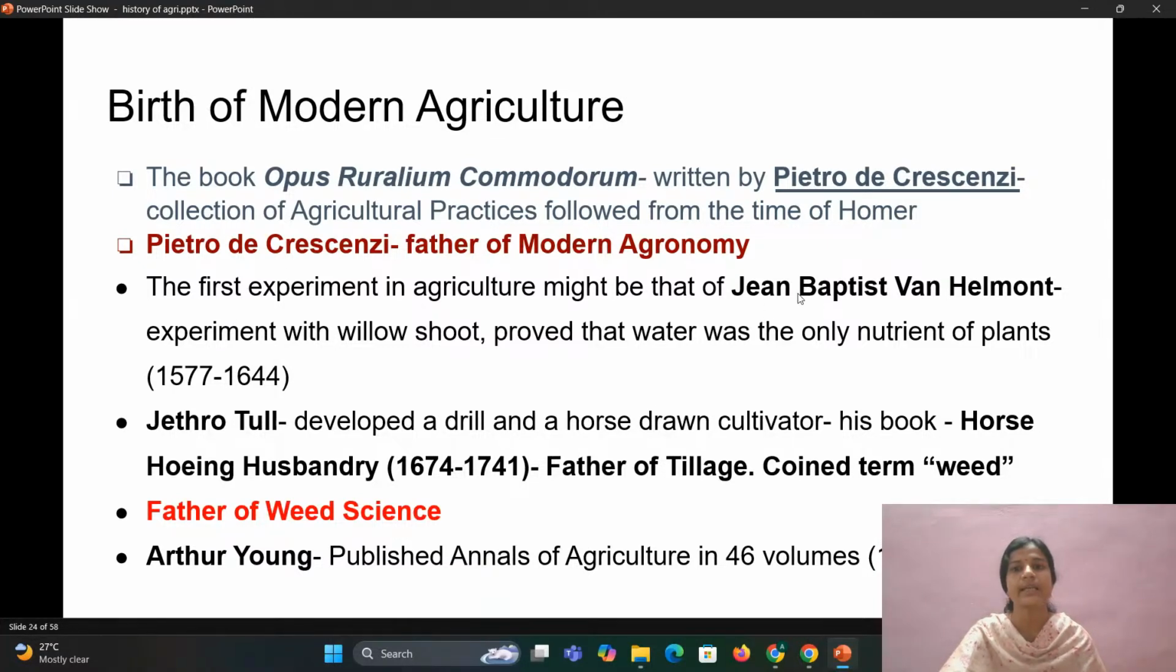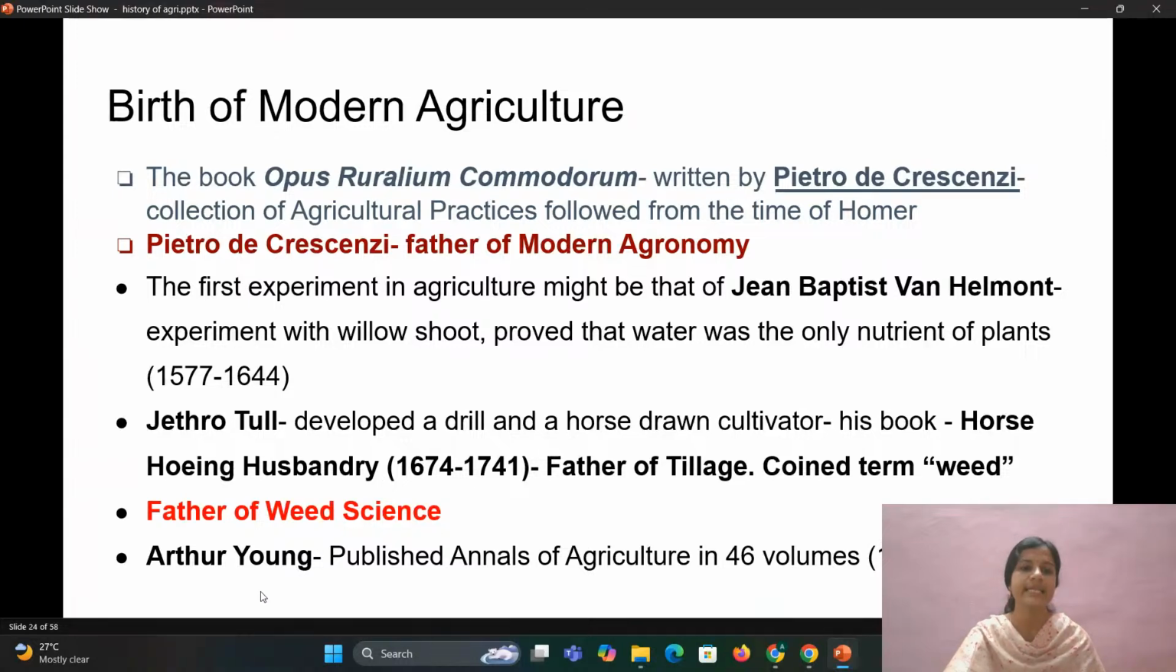Then some aspects regarding Jean-Baptiste Van Helmont. He laid the foundation for scientific agriculture, or some experiments in agriculture were done by the scientist Jean-Baptiste Van Helmont. He had some experiments on the plant willow shoot. Then Jethro Tull is regarded as the father of tillage and also the father of wheat science. Jethro Tull developed a drill and also a horse-drawn cultivator, and he has written a book known as the Horse Hoeing Husbandry. He has written many details regarding tillage, and hence he is regarded as the father of tillage. He coined the term wheat, and he is also regarded as the father of wheat science.